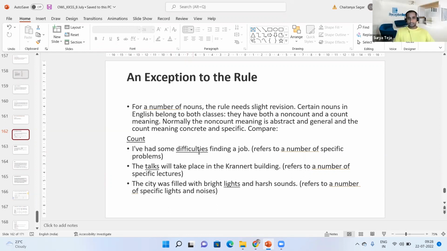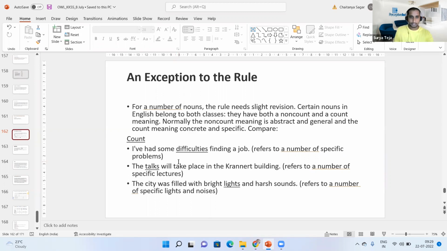I have had some difficulties finding a job. So difficulties is referring to specific problems. The person is looking for a job and is facing some difficulties. Even though difficulty is a non-count noun, here it is used in a count sense. We have pluralized it because it is talking about a specific thing, not in general. So here the non-count noun takes the place of a count noun because of the specific use.